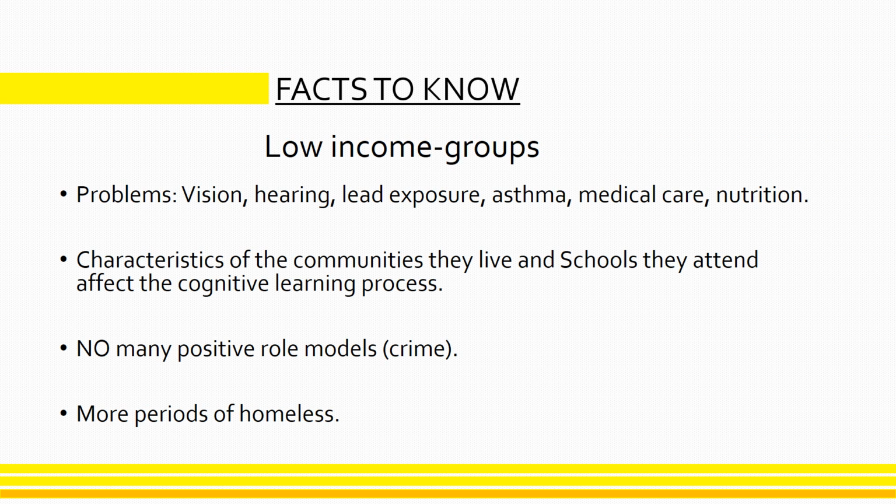Some issues for students from low-income groups are health problems such as vision, hearing, lead exposure, asthma, medical care, and nutrition. The neighborhood where they grow up can affect the cognitive learning process. As well, they don't have many positive role models to follow. Also, they have more periods of homelessness.